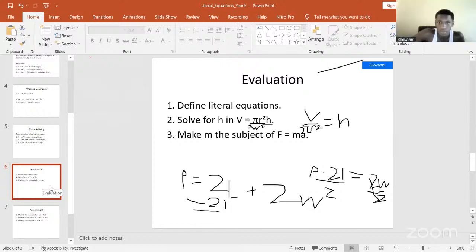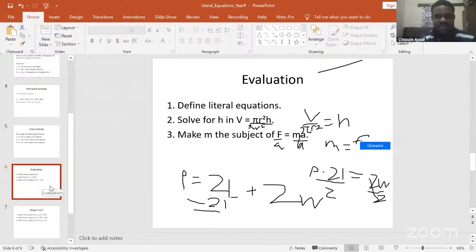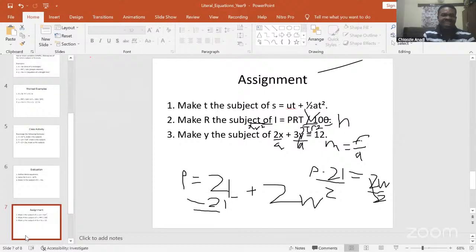I divide both sides by A. So it's M equals F over A. Yeah, M is equal to F over A. Absolutely correct. So when it comes to literal equations and linear equations, I'm sure that you don't have any issue with them.